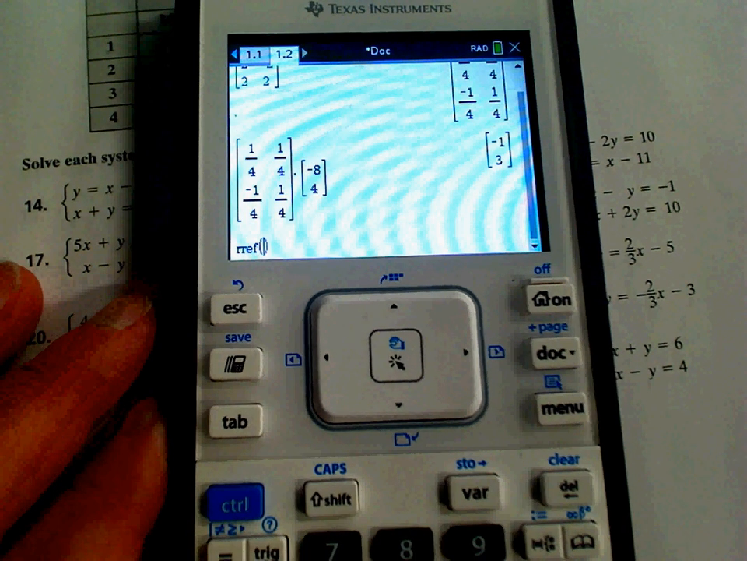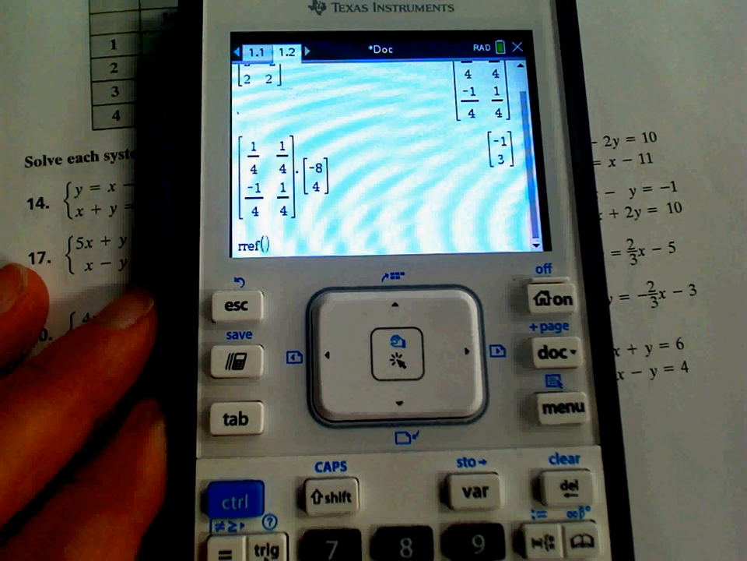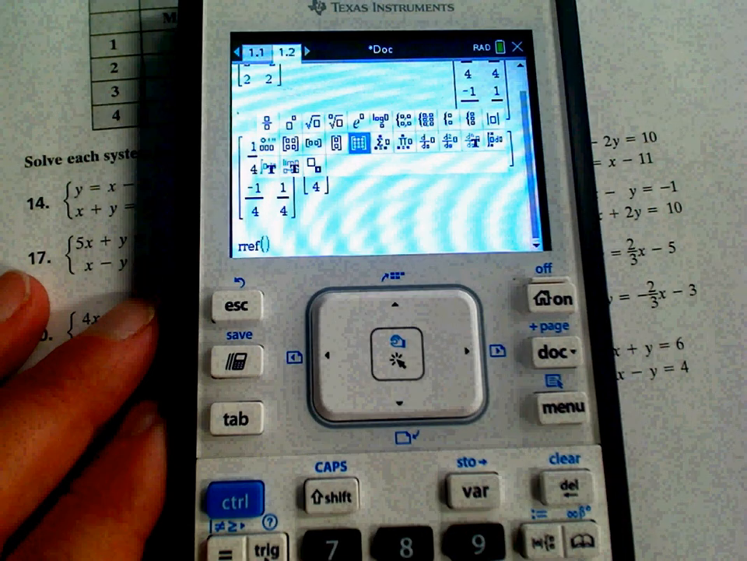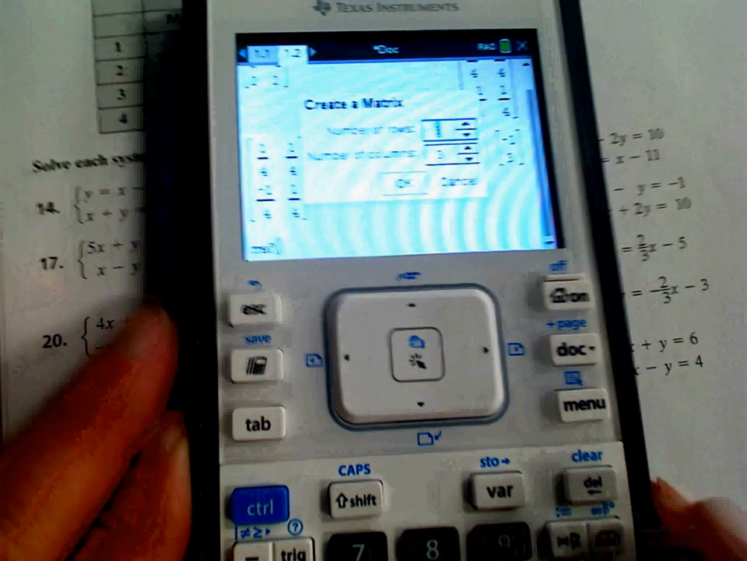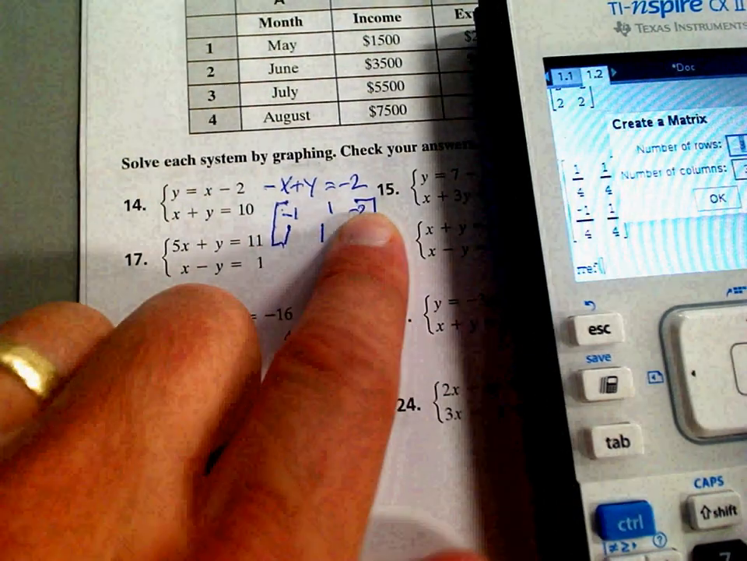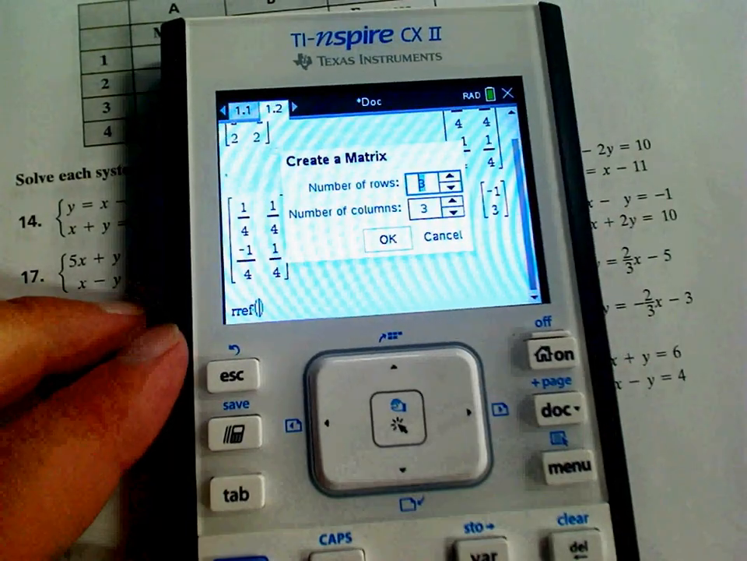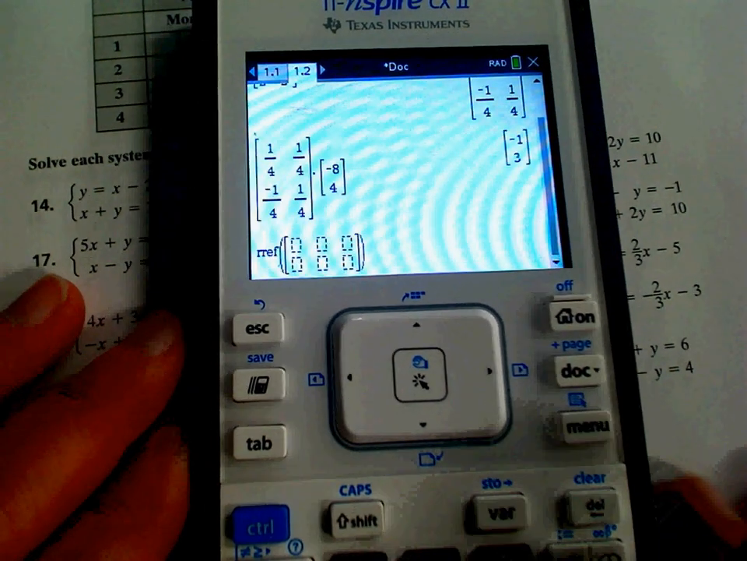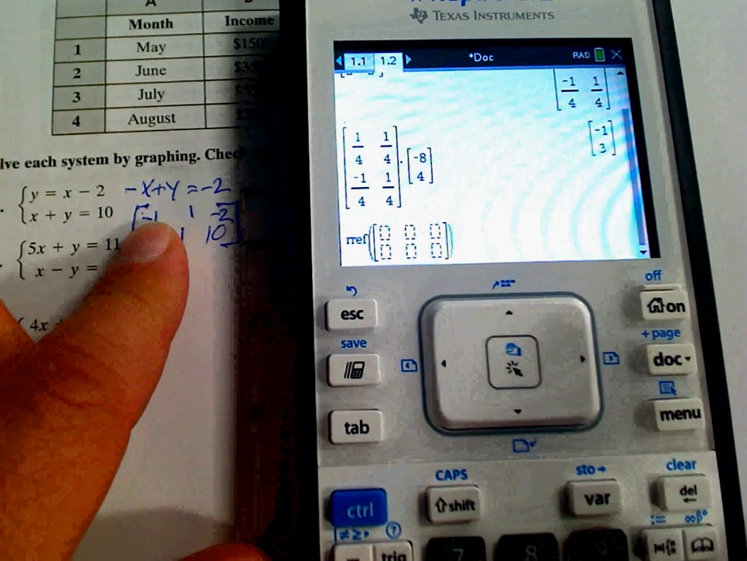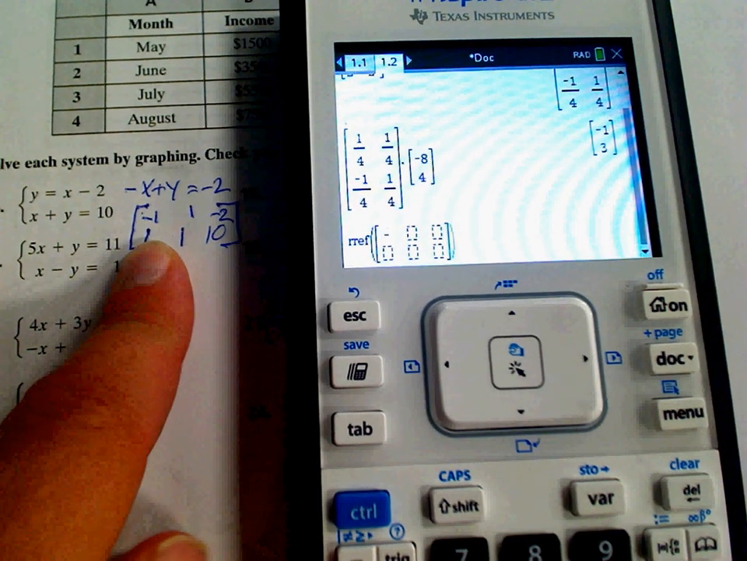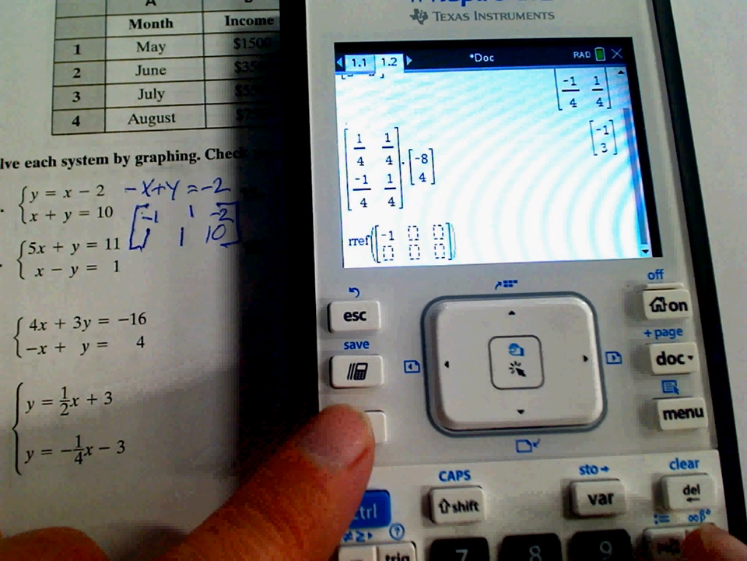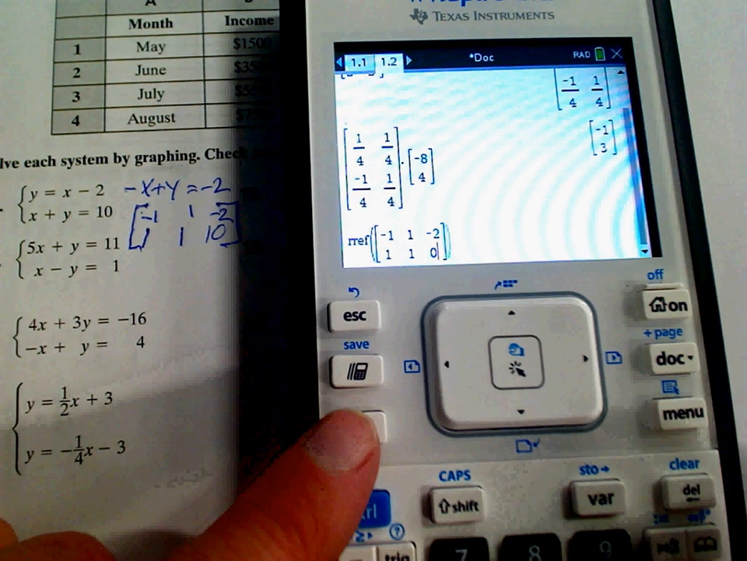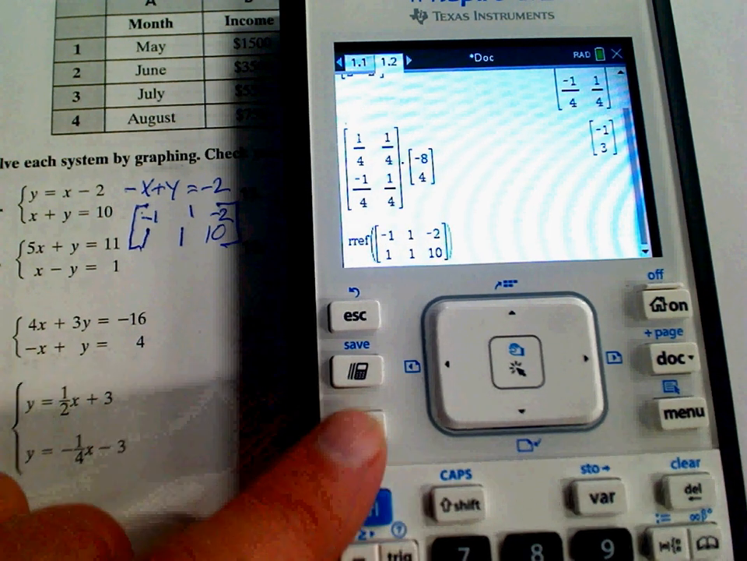You ready for it? Now, inside that function, put a matrix. What do we need right here? What is this? A 2 by 3? We need a 2 by 3. Now put these numbers in. -1, tab, 1, tab, -2, tab, 1, tab, 1, tab, 10. Enter.